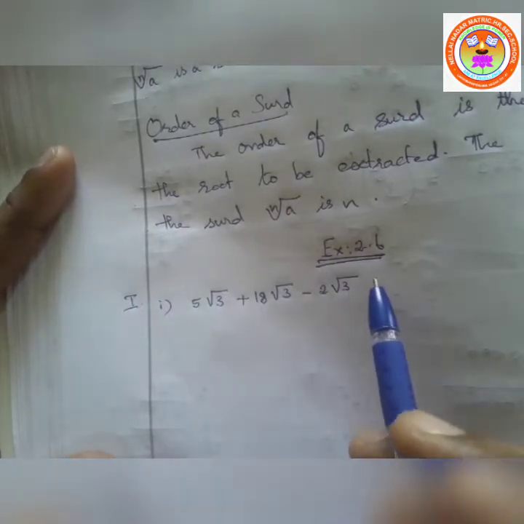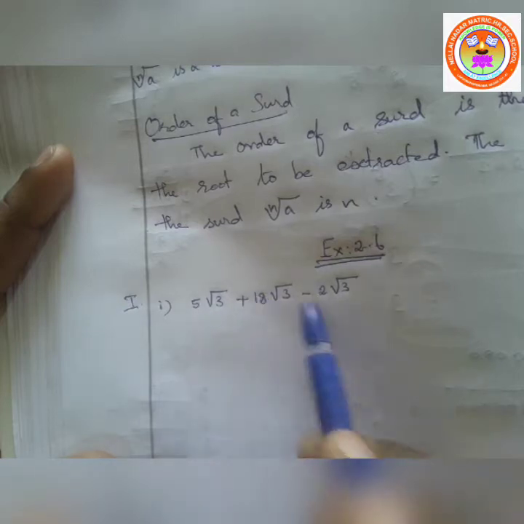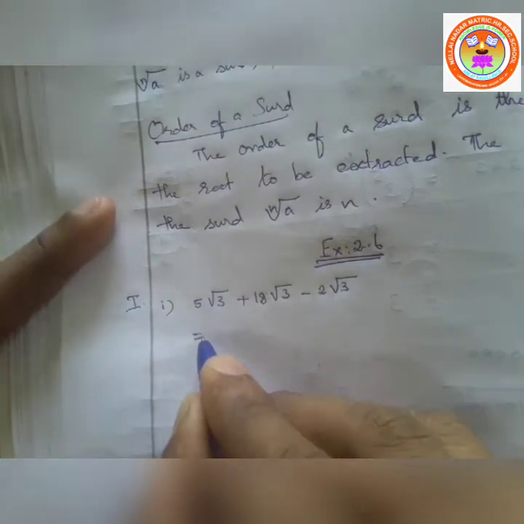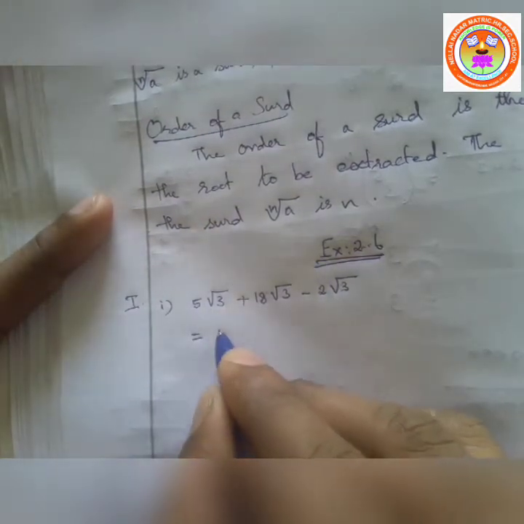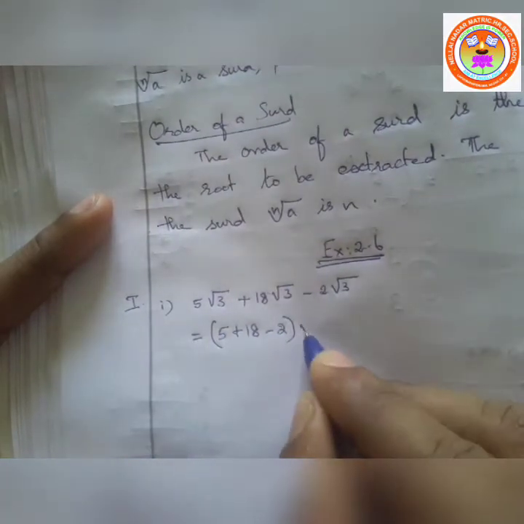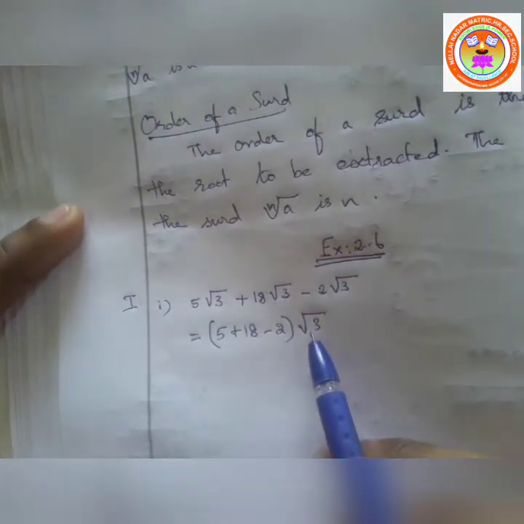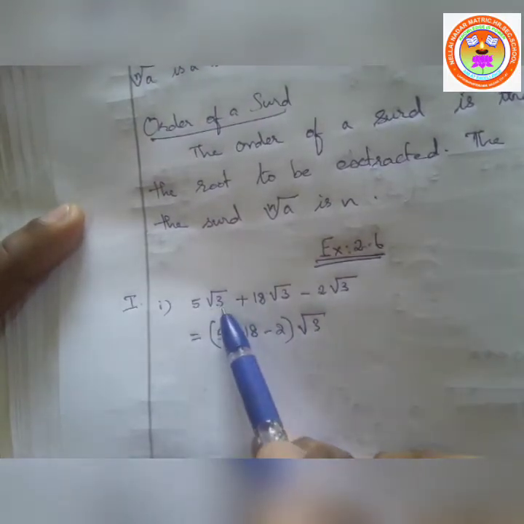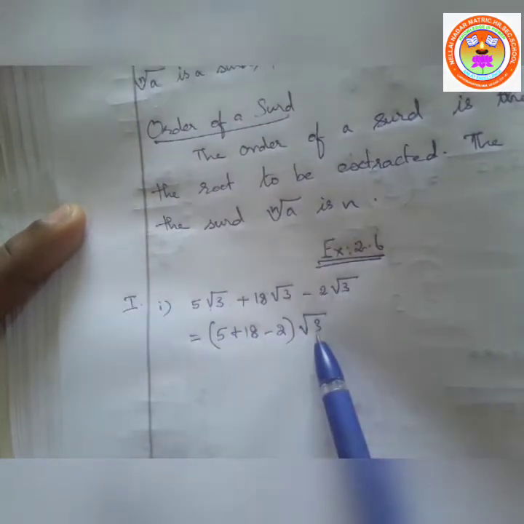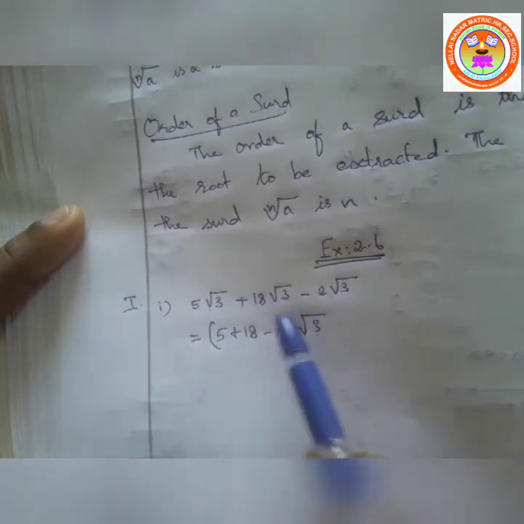If they are like surds, it is enough to add the numbers before the surd, 5 and 18, and subtract the minus 2. Just listen. What is the next step? 5 plus 18 minus 2, in brackets, square root of 3. Are you able to understand this? Here root 3, here also root 3, here also root 3. I am taking the root 3 outside. Only the numbers you have to add and subtract: 5 plus 18 minus 2.